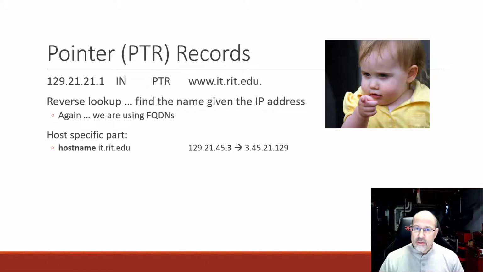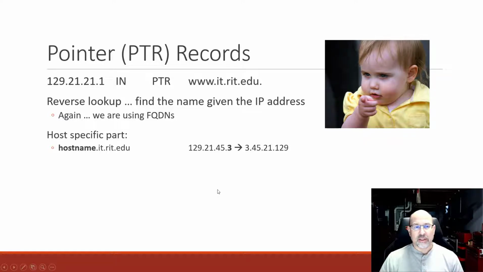Now, the PTR records are for the reverse lookup. So we would have an IP address on the left-hand side, class, and then the type, and then the domain name that this goes with. We would find these all in our reverse lookup file or our reverse zone.